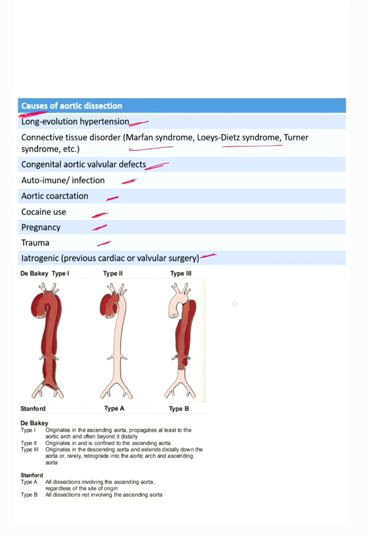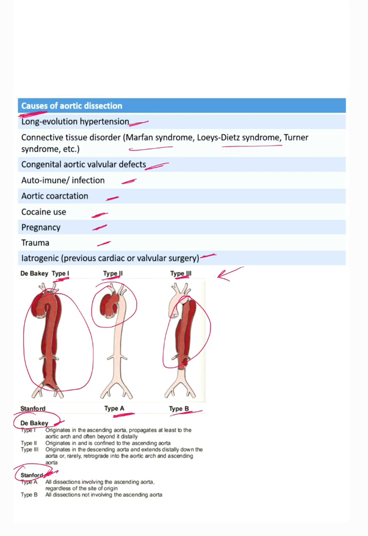Here is a picture showing the two different types of classifications of aortic dissection. The DeBakey type is classified into 1, 2, and 3, while the Stanford classification is divided into type A and type B. These classifications are used to determine the extent of the dissection.